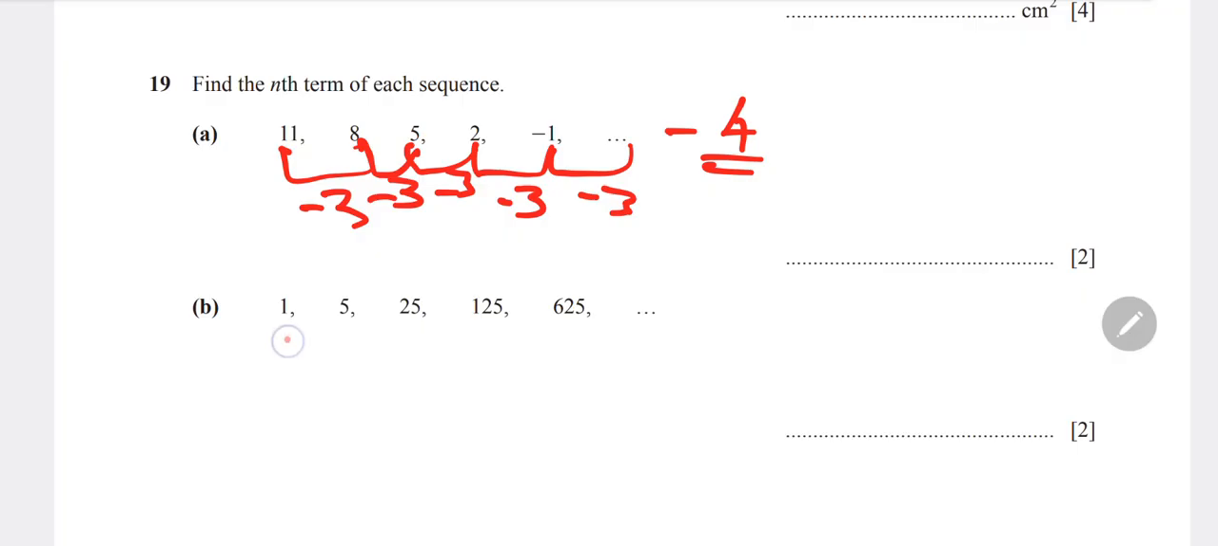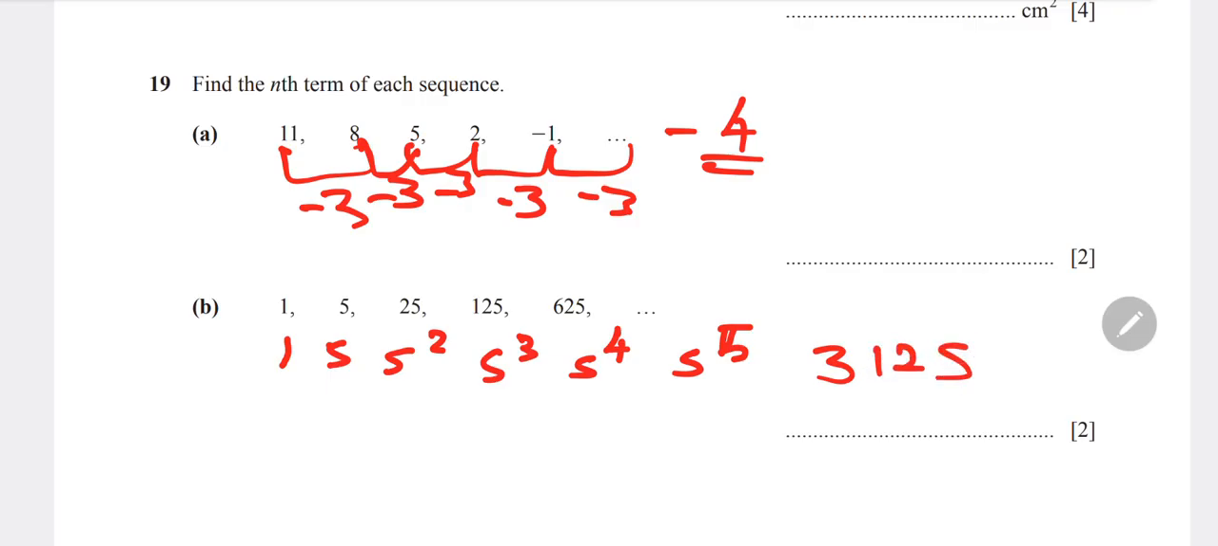For this series it's 1, then 5, then 5 square, then 5 cube, then 5 raised to 4, then must be 5 raised to 5. If you multiply 5 times 5, 5 raised to 5, the result is around 3125. So just write down the result, 3125. Okay, so this may be the answer of 19B.